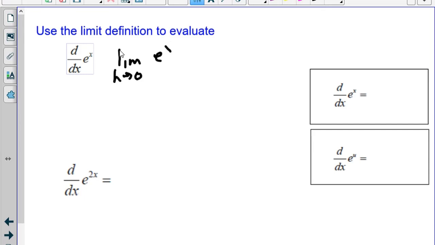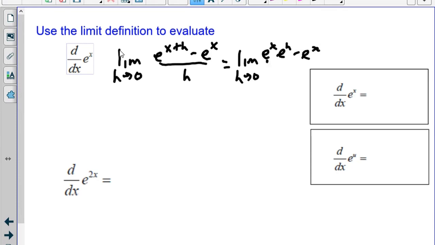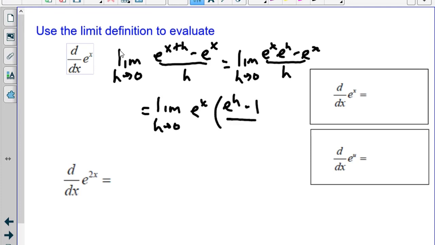of e to the x plus h minus e to the x all over h, because remember the limit definition is limit as h approaches 0 of f of x plus h minus f of x over h. So now we're going to do a little bit of exponential function rules, and e to the x plus h is the same thing as e to the x times e to the h. And then we'll do a little bit of simplifying here. So this is equal to the limit as h approaches 0. I will factor out an e to the x. So I have e to the x times e to the h minus 1 over h.